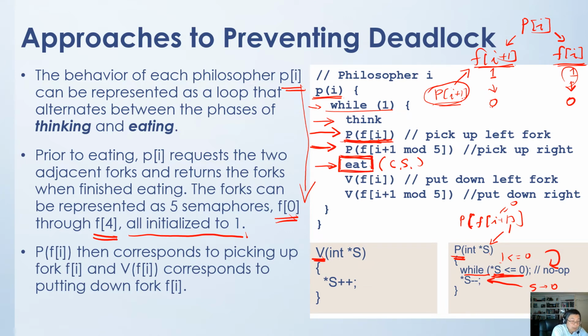Same thing for the other neighboring philosopher, Pi-1. If Pi-1 wants to enter its critical section, that means it wants to eat, and it also needs to grab fi. Now fi is 0, so it will be stuck in the operation P. So both Pi-1 and Pi+1, the two neighboring philosophers, cannot eat if Pi is eating. This way you can control the whole dining philosopher problem.